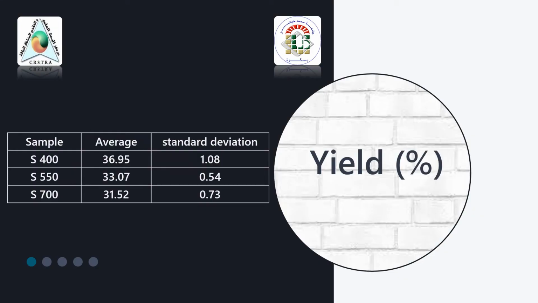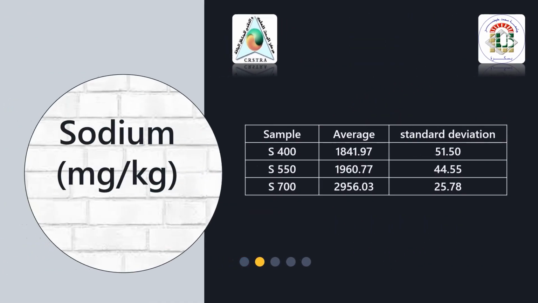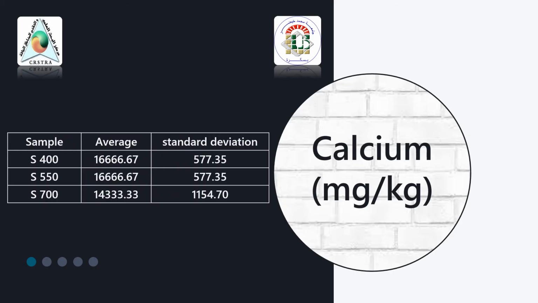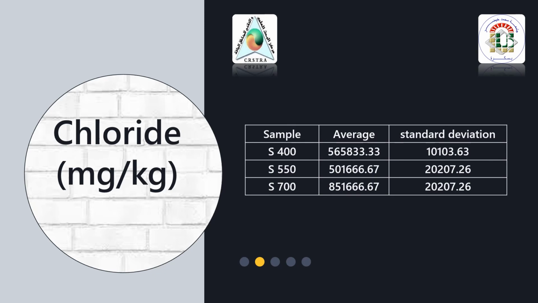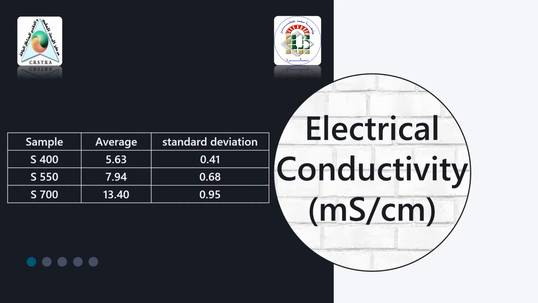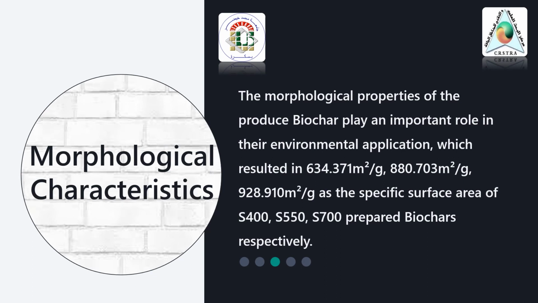We have some other physical-chemical characteristics such as ash percentage, volatile matter, fixed carbon percentage, yield, sodium amount, potassium amount, calcium amount, and finally chloride amount. The pH values and the electrical conductivity were measured too.